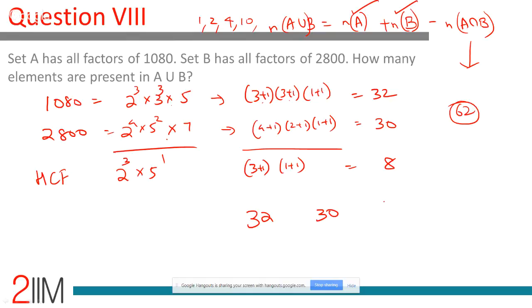Set B has 30. A intersection B has 8. So A union B will have 32 plus 30 minus 8. 32 plus 22, 54 elements. A union B will have 54 elements. Very good question, doable question, simple question. Just using 1 unit of set theory, 1 unit of number theory, 1 unit of simple counting, finding number of factors.